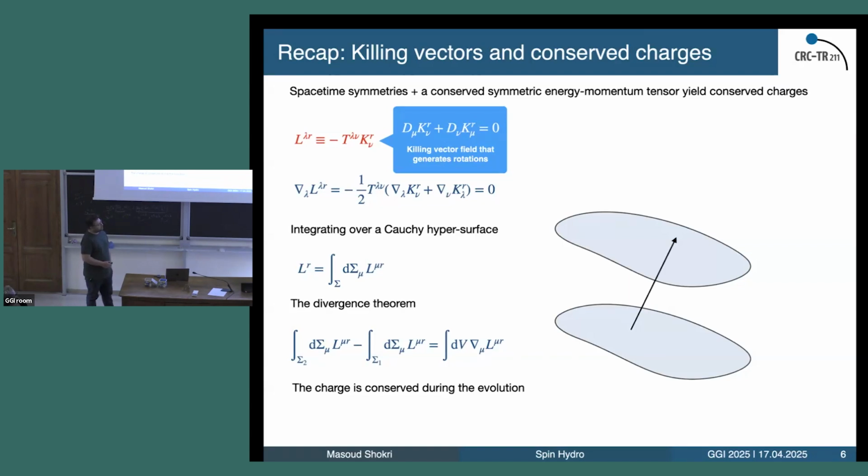This means that if you integrate over this current, where R is an index that counts the Killing vectors, over an arbitrary Cauchy hypersurface, of course this is not a very beautiful picture, and then use the divergence or Gauss theorem, this integral, which is the total angular momentum, remains the same during the evolution.